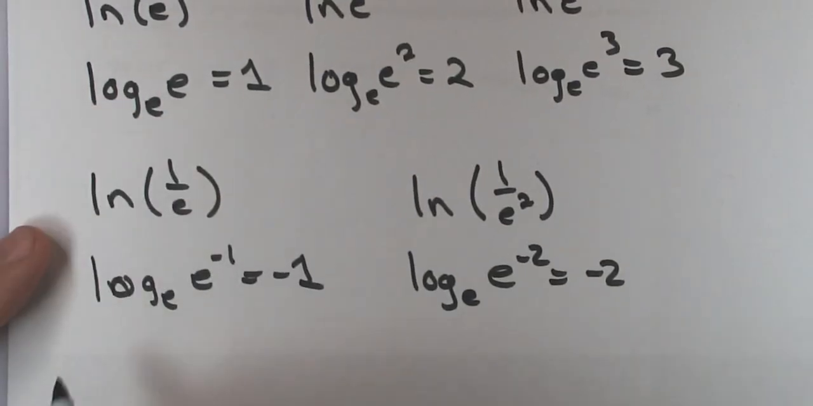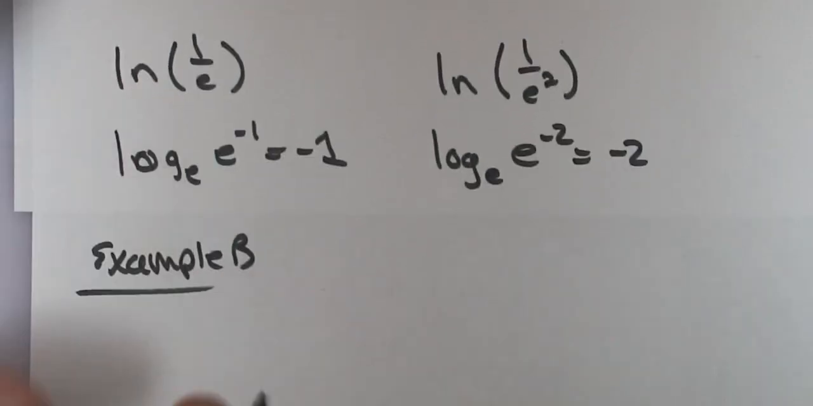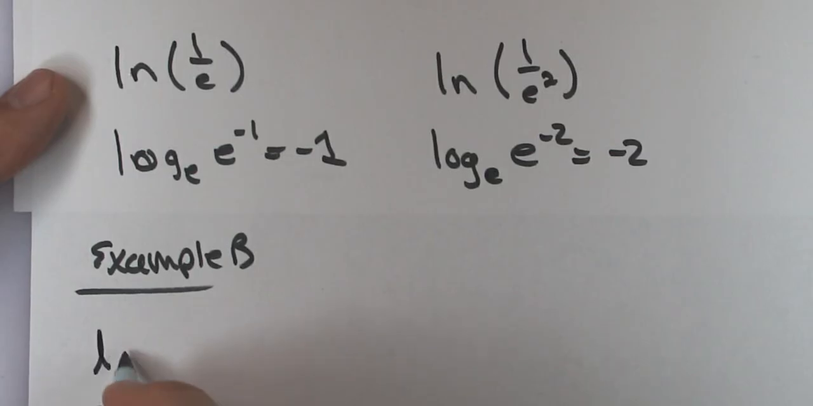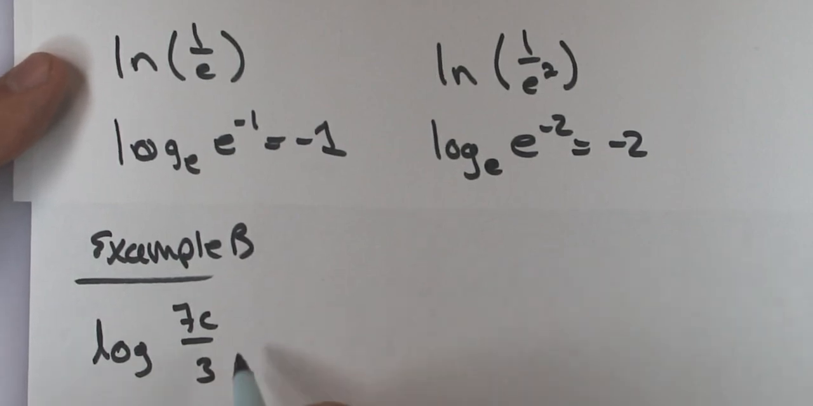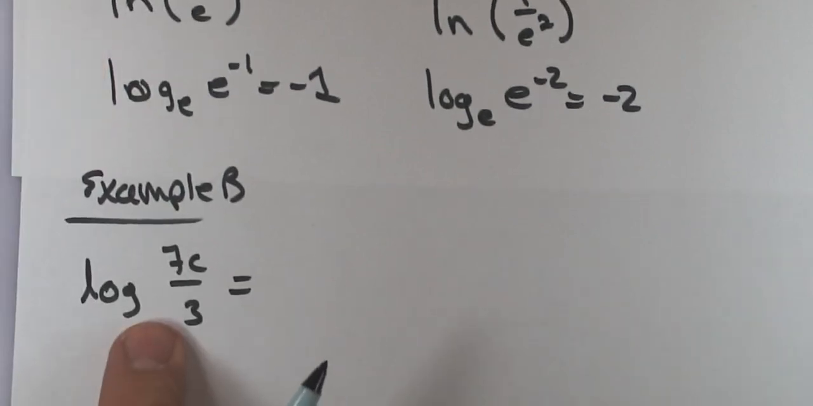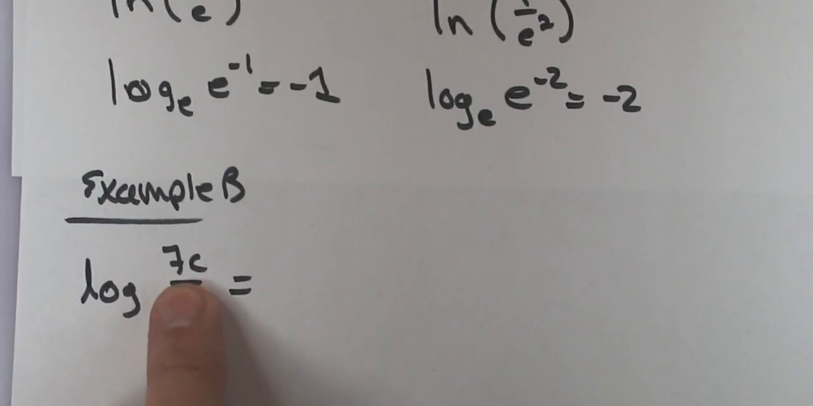Example B. We've already done the first one, so let me move on down to the second one. Log of 7c over 3. Now, one of the things you might see here is a product in the numerator, but I can't do that product yet. What do you think I have to do before I do my product rule?